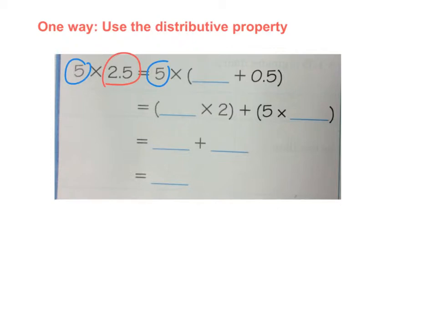So 0 plus 2.5 does equal 2.5, but you'll notice here we have 0.5 over here. So what needs to fill in this blank? What in the parentheses plus 0.5 will equal 2.5? Okay. Is it important for you to pay attention and listen?